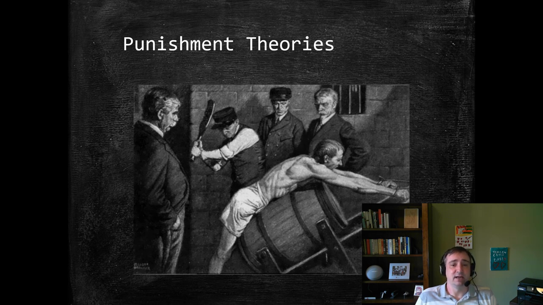There were a variety of techniques that are a little more infamous, like the stocks, where somebody could be put in a central location in a city to be mocked and potentially have things thrown at them as a punishment for their crime. But there was also a variety of more localized techniques, and these included ostracization or banishment, where people were expelled from a community for violating its laws.